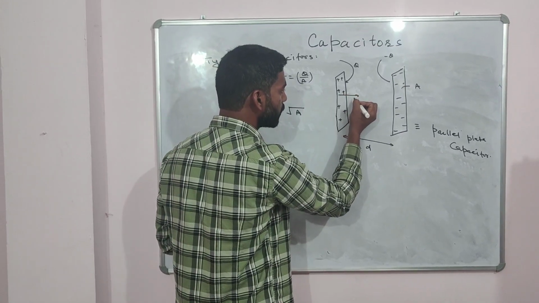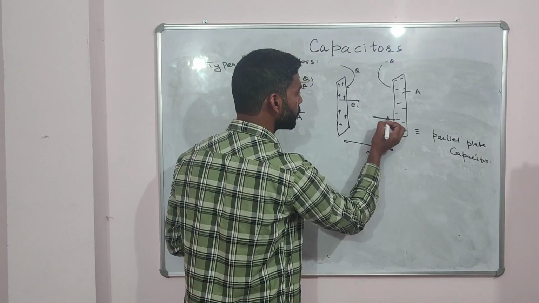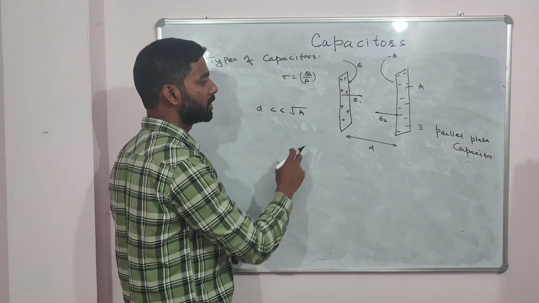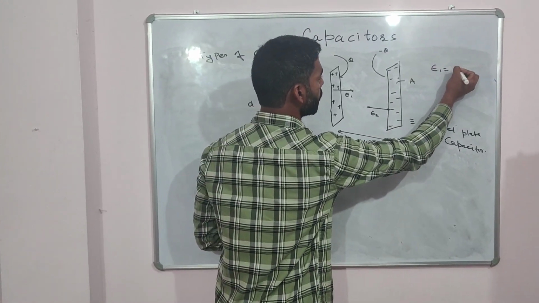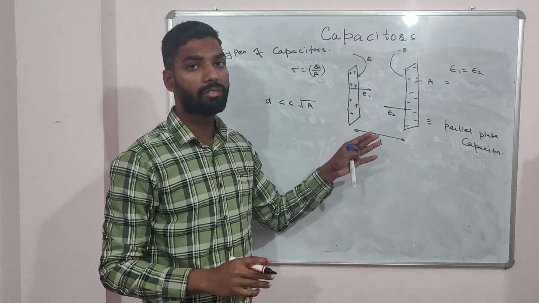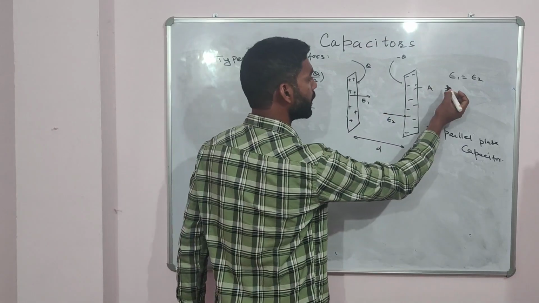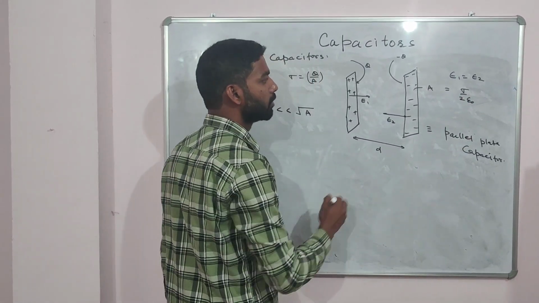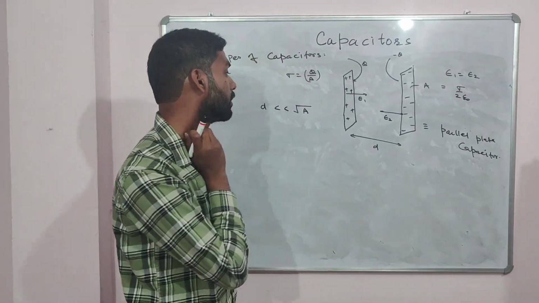Electric field lines will exist due to this plate as well as due to this plate, E2, and since they both are identical, charge densities are same, this E1 will be equal to E2. We know that for an infinite large plate, the electric field nearby it is given by sigma by 2 epsilon naught. This will be the electric field.